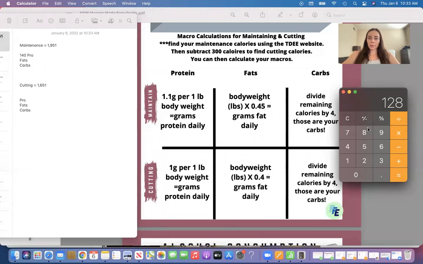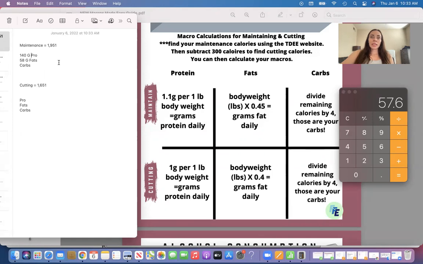For fats, body weight in pounds times 0.45. So 128 times 0.45. That is 57.6 grams of fat. I'm actually going to round up and go 58 grams of fat. Carbs. Okay, so this is where the math comes in even more. So you're going to divide your remaining calories by 4, and those are going to be the grams of carbs. It's basically the leftovers, okay?